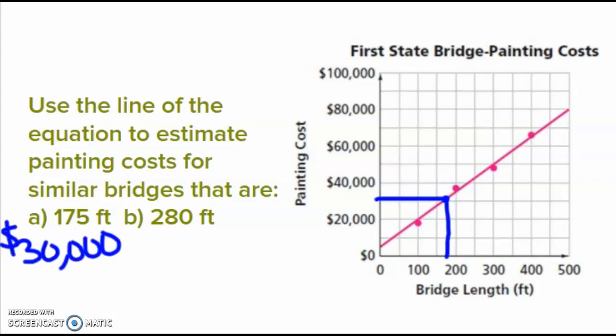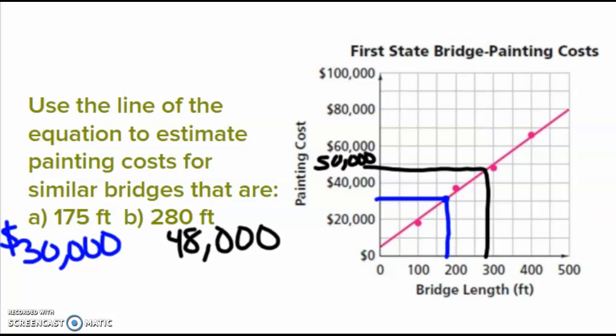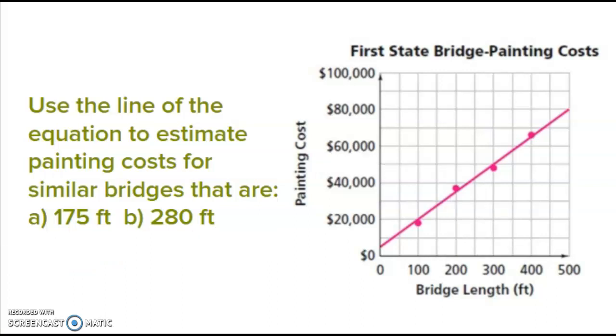Pause the video and try to come up with the answer for 280. Pause it. At about 280, we'd be right in here. So I would say it'd have to be under 50,000. So maybe like 48, 47, somewhere around there. Obviously, it's an estimate because we don't have a big enough graph with exact numbers on it.